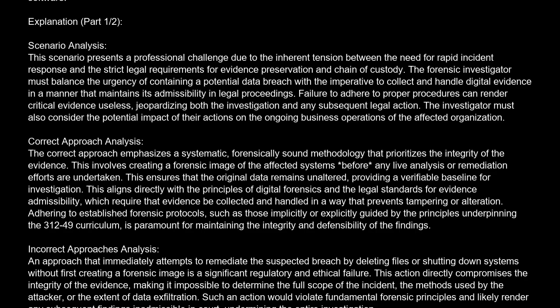This action directly compromises the integrity of the evidence, making it impossible to determine the full scope of the incident, the methods used by the attacker, or the extent of data exfiltration. Such an action would violate fundamental forensic principles and likely render any subsequent findings inadmissible in court, undermining the entire investigation. Another incorrect approach would be to conduct live analysis on the compromised systems without proper documentation and forensic imaging.